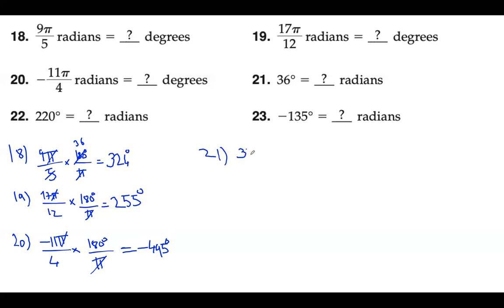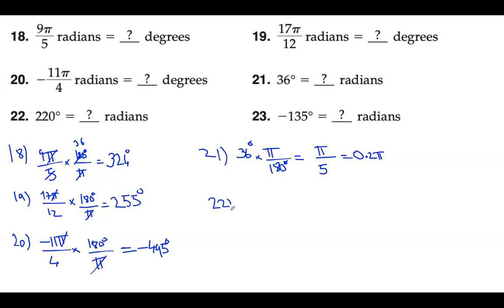Okay, now question 21. This time the given angle is in degrees. We'll make it radian. So we will multiply by pi over 180. It's going to be the reciprocal of the first way. Pi over 180 degrees. So degrees cancel, and 36 divided by 180. I am writing this number in the calculator without pi. It is equal to 0.2 pi. Or if you want, you can make it a fraction. It will be pi over 5. You can say pi over 5 or 0.2 pi. They are the same thing.